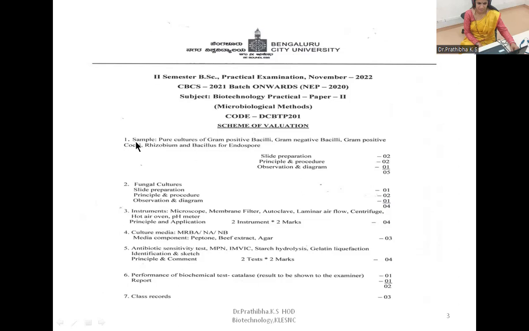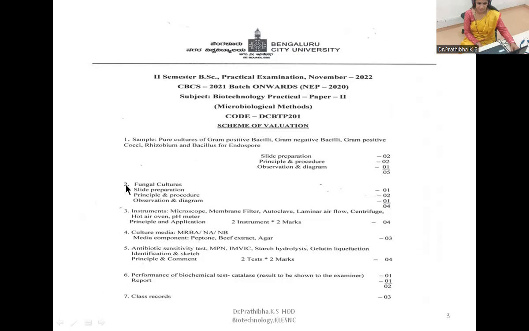Here, for the first experiment, sample pure cultures of gram-positive bacilli, gram-negative bacilli, gram-positive cocci, Rhizobium, and Bacillus for endospore we need to provide. Here slide preparation carries 2 marks. Writing pattern of principle and procedure carries 2 marks. You need to write both principle and procedure. Then observation and diagram carries 1 mark. So total 5 marks for question number 1.